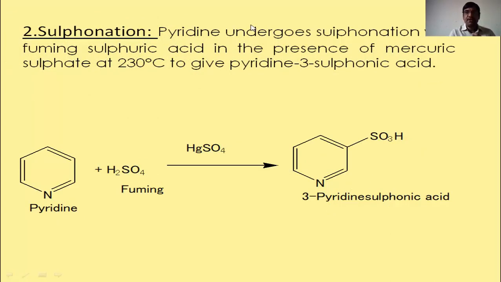The sulfonation. Pyridine undergoes the sulfonation with fuming sulfuric acid in the presence of mercury sulfate, HgSO4, at 230 degrees centigrade temperature to give the pyridine 3-sulfonic acid. This is the sulfuric acid and this catalyst is mercury sulfate. Upon sulfonation, we will get here the 3-pyridine sulfonic acid.